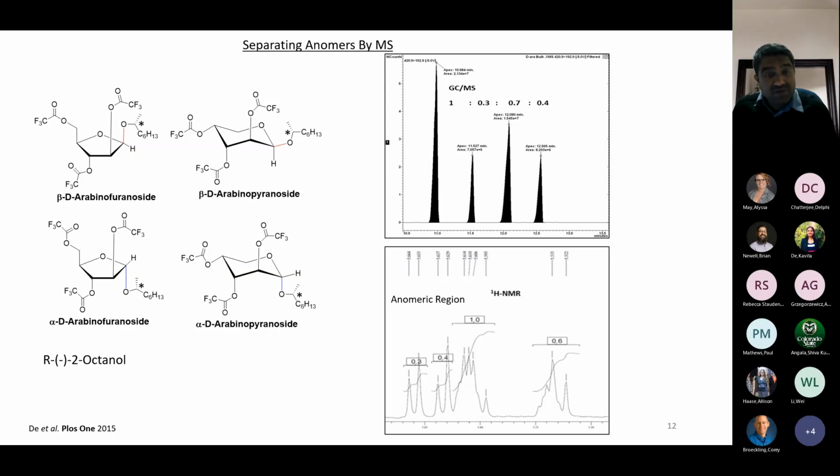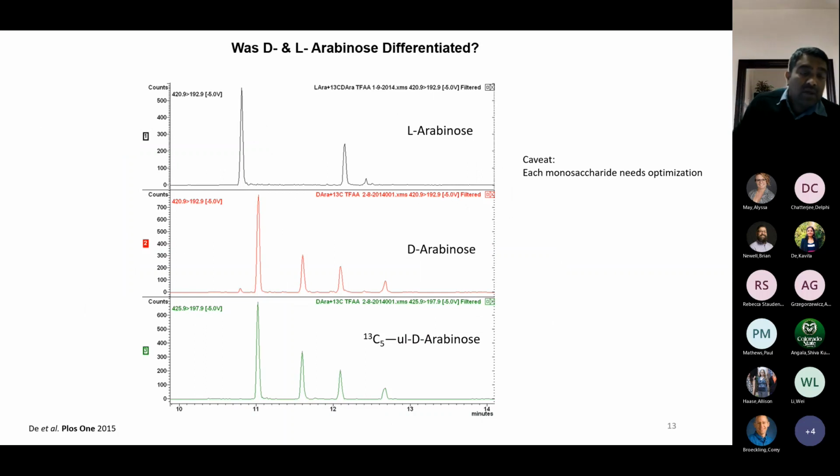But the question is, do we separate D and L isomer? Yes, we do. In this process, L isomer gives a peak pattern like this: 1 major peak, and then 3 others here, whereas D arabinose comes as 4 almost equidistant peaks, and you can easily distinguish between D arabinose and L arabinose.